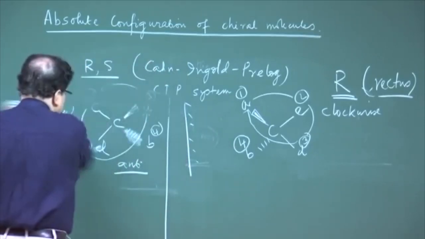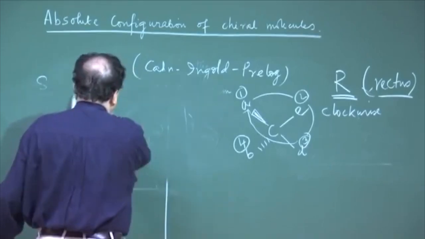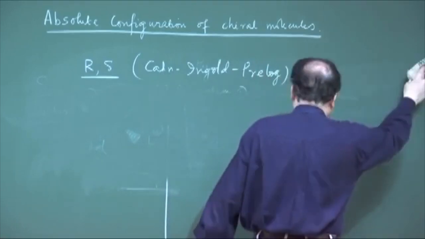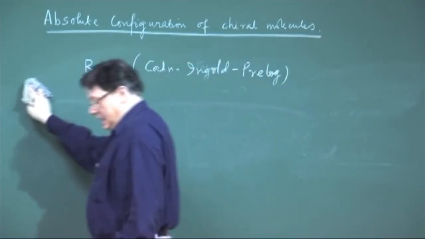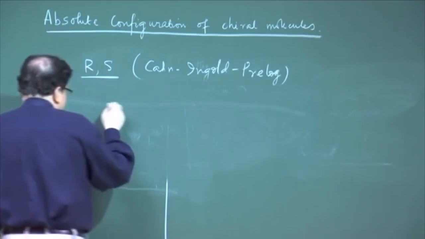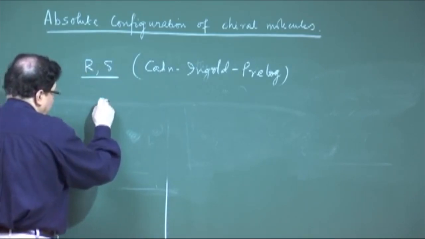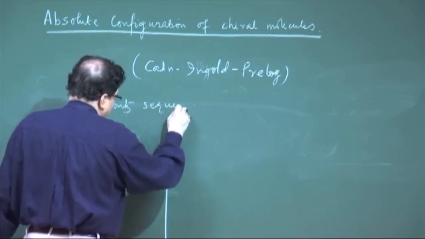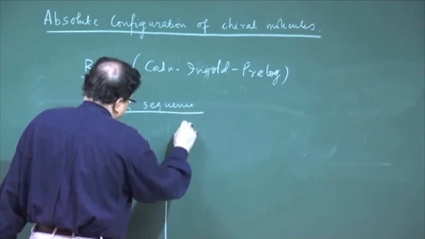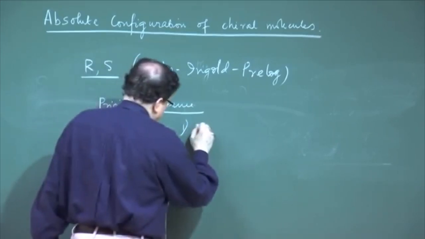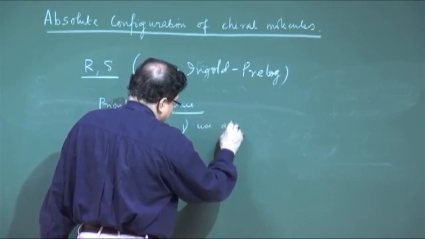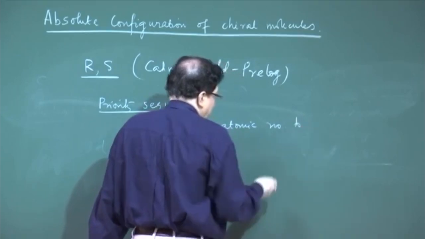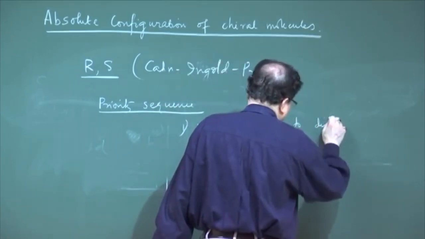So we have to now go to the sequence rules. How do we know whether A is 1, whether B is 2 or B is 4? What are the rules? Now the rules say that to assign priority sequence, you first use atomic number to distinguish between the ligands.